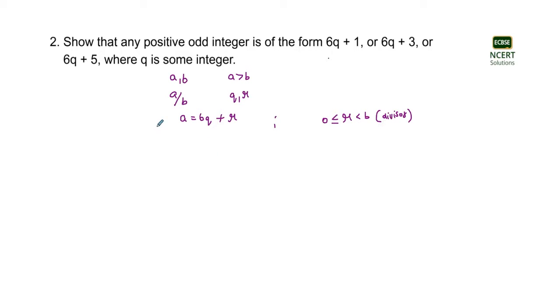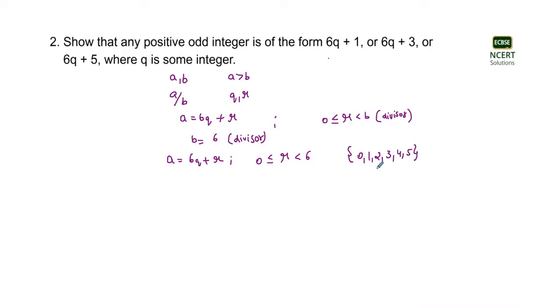Now let us suppose in this case b is equal to 6, that is, the divisor is equal to 6. Then a will be represented as 6q plus r. And in this case, r can be greater than or equal to 0 but less than 6. So the set of values which r can take is 0, 1, 2, 3, 4 and 5.